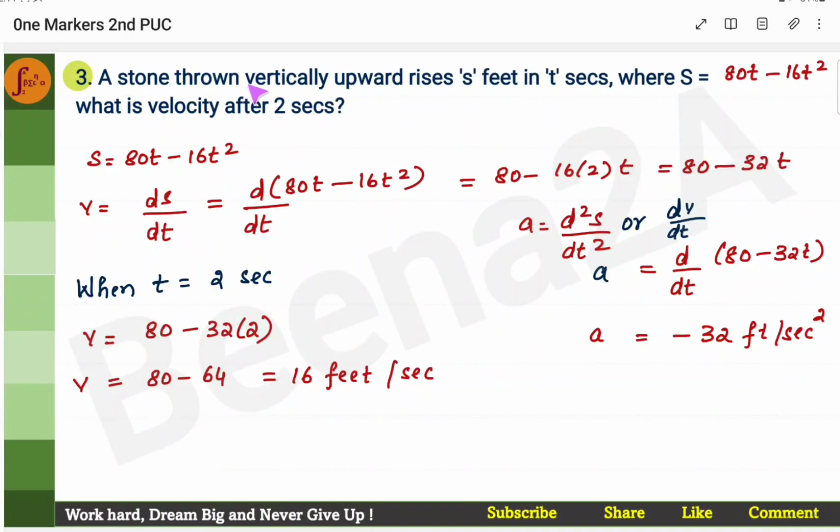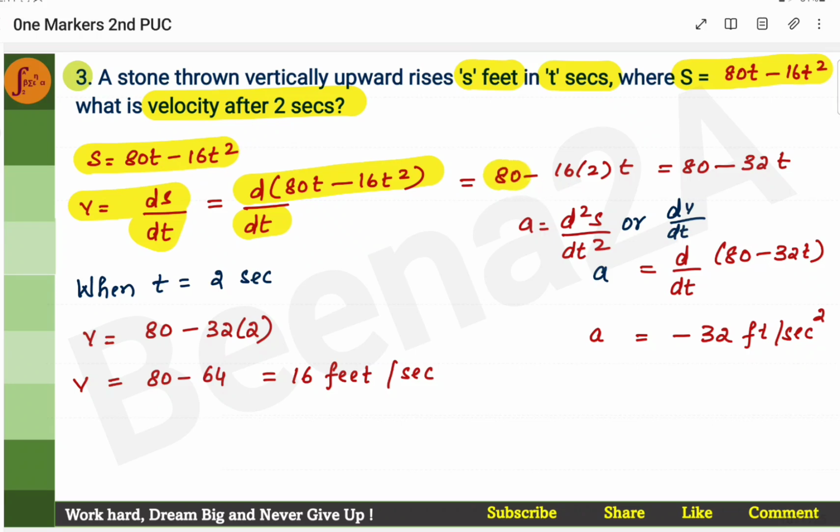Next one, a stone thrown vertically upward rises s feet in t seconds. S is given. You need to find velocity after 2 seconds. What is velocity? If I differentiate this function s with respect to time, I'll get velocity. So find the derivative of this particular function.